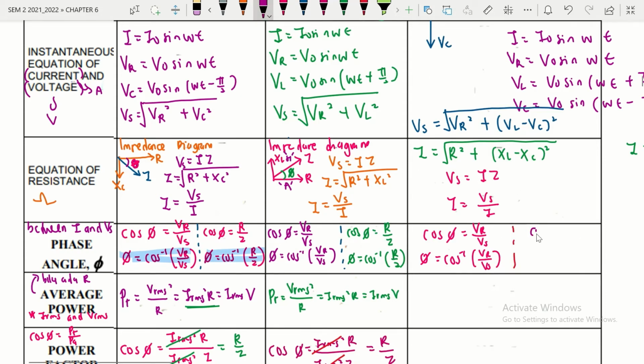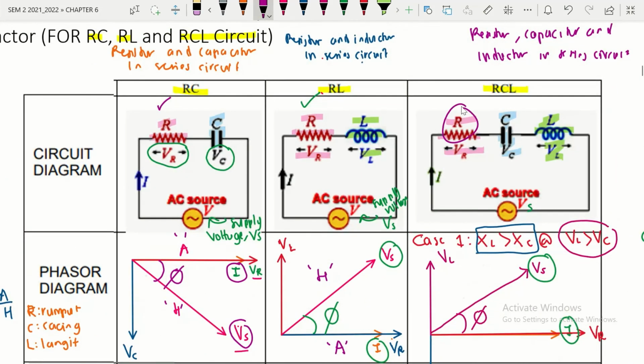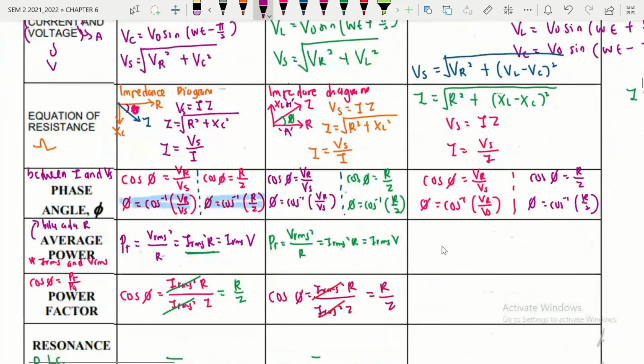So, sama juga dengan ni, cos phi equals to R over Z. And shift cos, you akan dapat you punya phase angle. Okay, what about the average power? So, average power dia akan ada atau tidak? Dia akan ada sebab dia ada resistance.